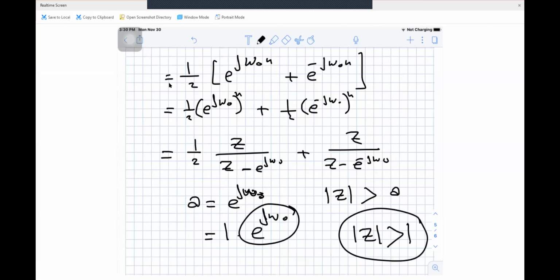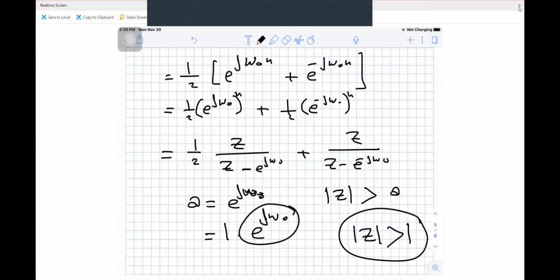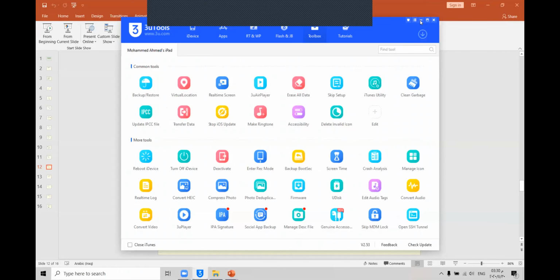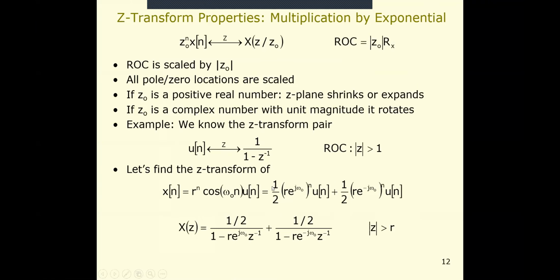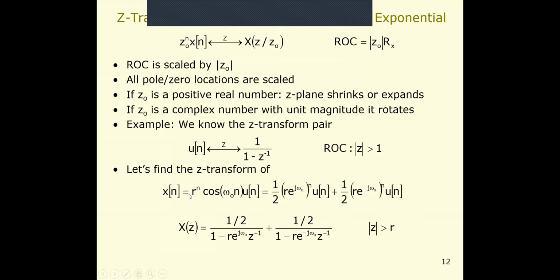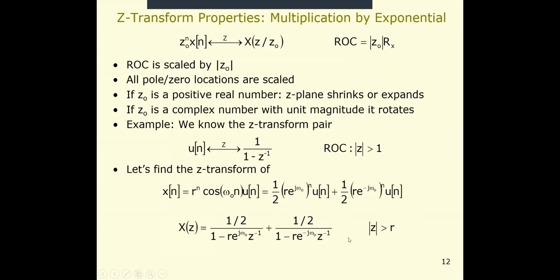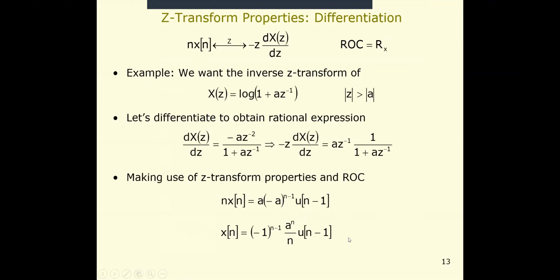Okay. Now, going back to the slides. In the slides, by now we can explain what's going on. Look, please. Now, the cosine signal is multiplied by what? By r to power n. So the magnitude is coming from r. Without r, the magnitude is 1. With r, the magnitude becomes r. So the region of convergence, magnitude of z, becomes greater than r.